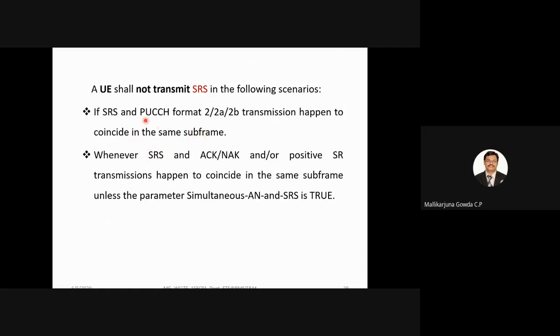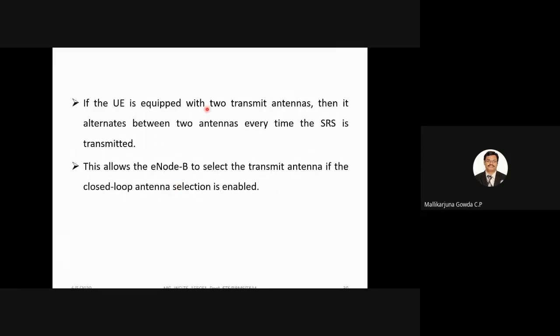In that case, the user equipment need not transmit the SRS. The second scenario is whenever the SRS and the positive acknowledgement, negative acknowledgement, as well as the positive SR transmission happen to coincide in the same subframe. And if the user equipment is equipped with two transmit antennas, I said it will alternate between the two antennas every time the SRS is transmitted, so that the eNB is able to select the transmit antenna if the closed loop antenna selection is enabled.